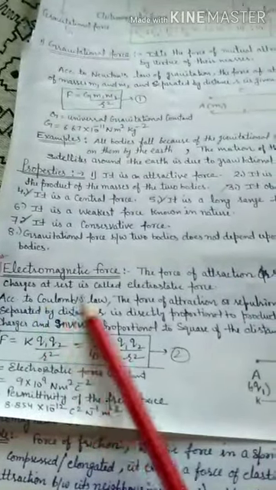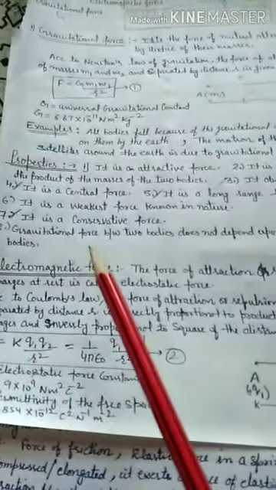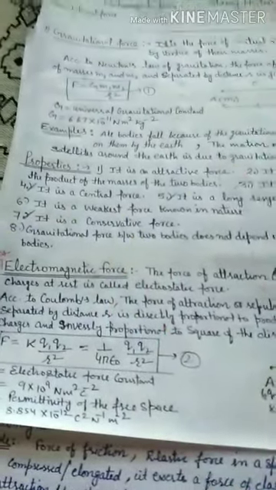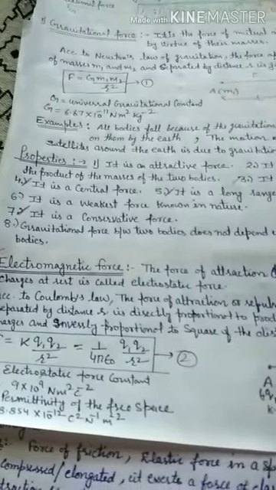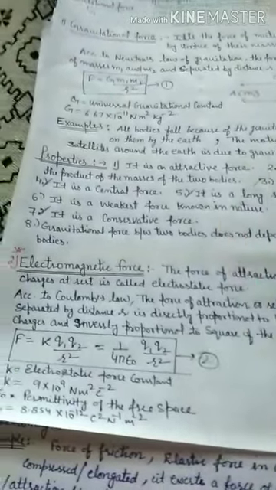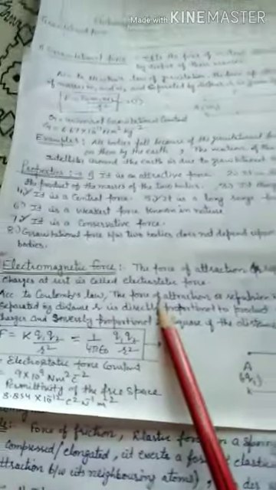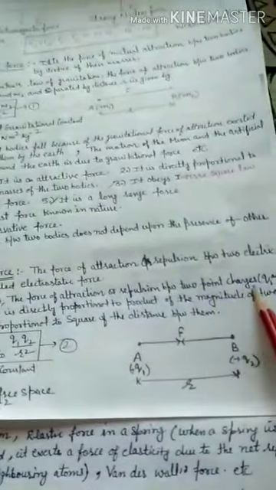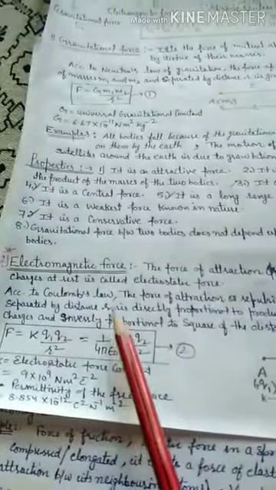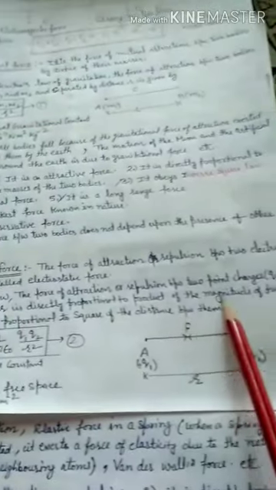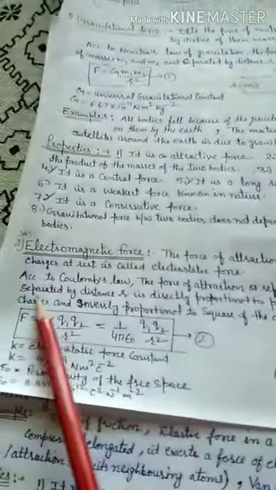Clear? It is given by Coulomb's law. Actually, briefly we will discuss that topic in the class +2 in first unit. Coulomb's law there. So according to Coulomb's law, the force of attraction or repulsion between two charged bodies, Q1, Q2, separated by a certain distance r, is directly proportional to the product of the magnitude of the two charges.